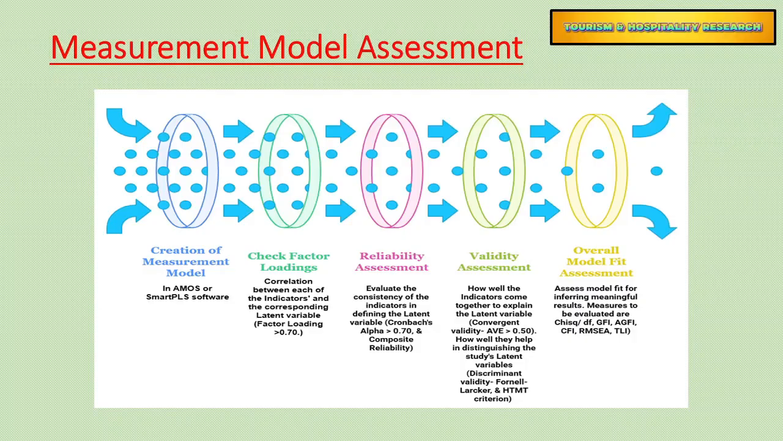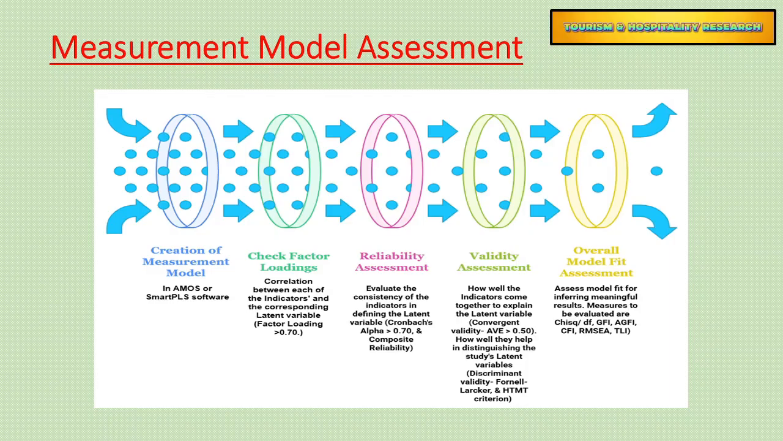Check factor loadings, that is the second step. What is factor loadings? It is the correlation between each of the indicators and the corresponding latent variable, and it has to be more than 0.70. If it is less than 0.70, we will think of removing that indicator from the model. I mean, we will think about removing that statement from the questionnaire.